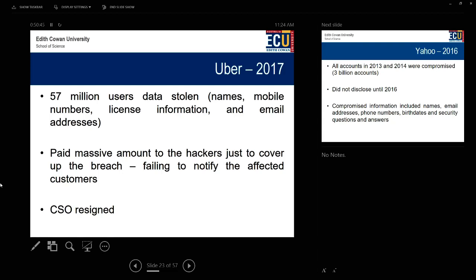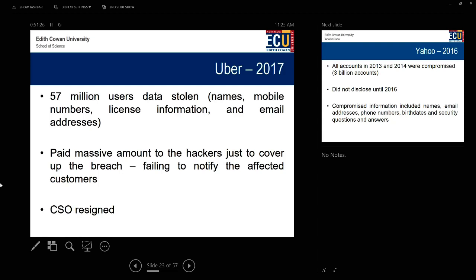Initially Uber thought that if we tell this to our customers, our users, our drivers, they might not be using Uber anymore. They will use the services from our other competitors. So they tried to hide this information from the customers. They actually paid a massive amount to the hackers just to cover up their weakness. But they couldn't do so. They paid a heavy amount, yet they had to tell this to their customers.